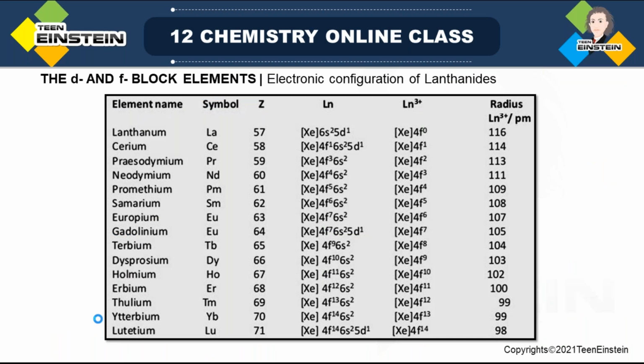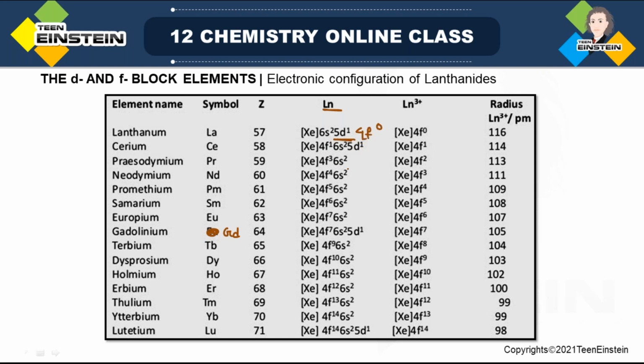So first we will start with lanthanides. After that we will see actinides. Here we have the electronic configuration of lanthanides. So here the symbols: lanthanum La, and then up to lutetium Lu. Now look at the configuration for Ln. Ln is the general term that I have already mentioned. For the first one, there is no f electron. It is basically 4f0.